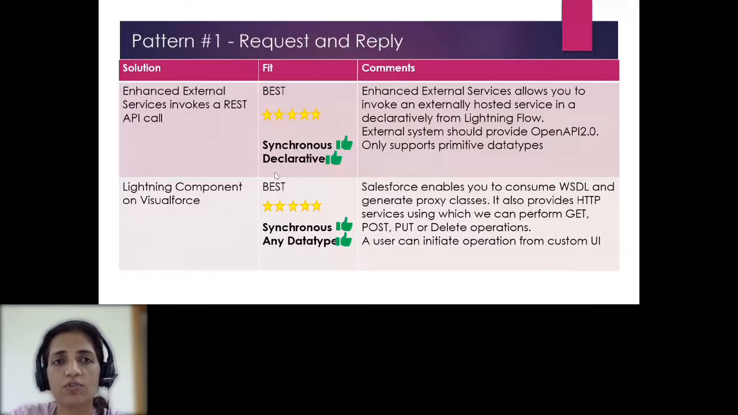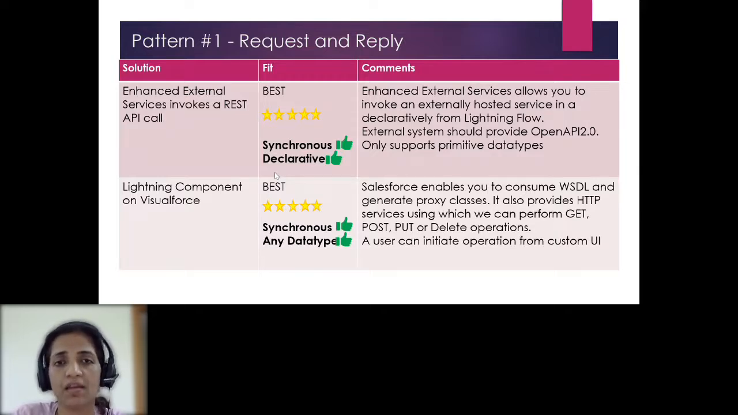The first solution is to use enhanced external services. This is a declarative approach. Not many of us usually use this, but as a technical architect, this should be your first go-to option. There are some considerations, of course: the external system should be able to provide Open API 2.0 and support it. And there are some considerations about the data type as well, like how we spoke about the data volume and the data that needs to be transferred. If that is fine, you go ahead with this approach, using enhanced external services.